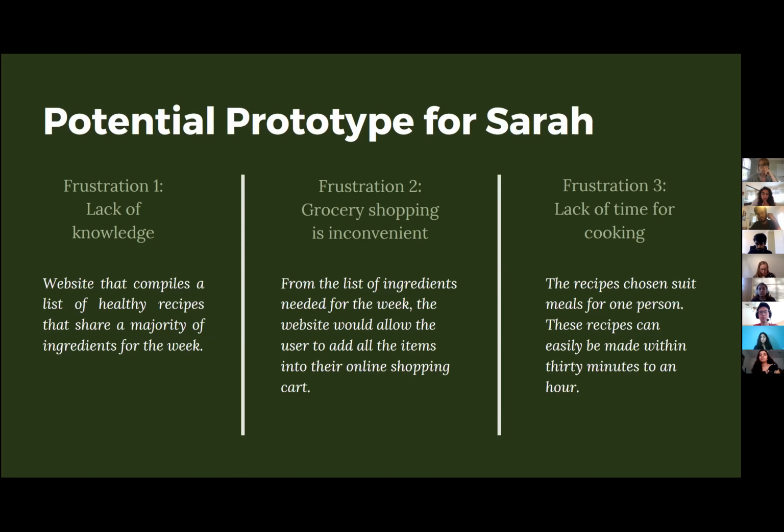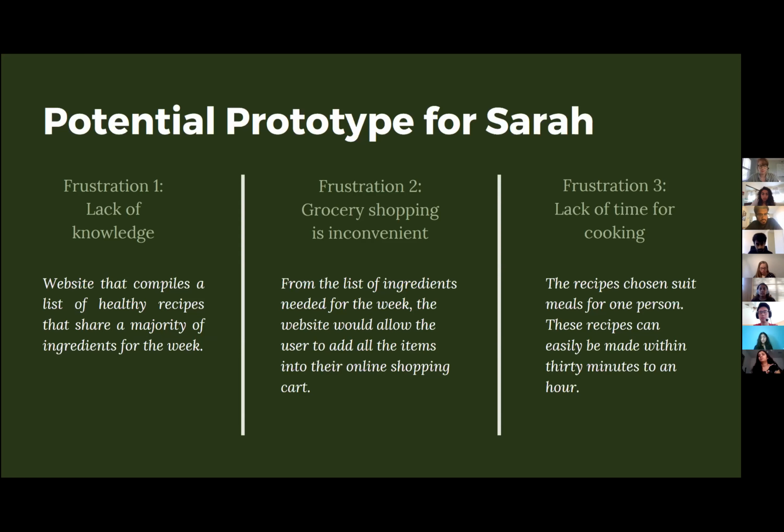Her major frustration too was that grocery shopping can be really inconvenient. The possible prototype would compile a list of ingredients needed for the week, and it would allow the user to add all the items to their online shopping cart if they decide that they don't want to go to the store. If not, they could still take that itemized list of ingredients to the store so they know what they're looking for and they can grab those items and leave in a timely fashion.